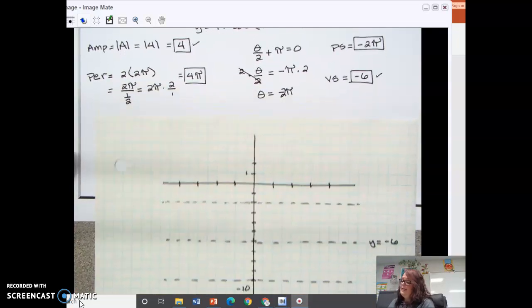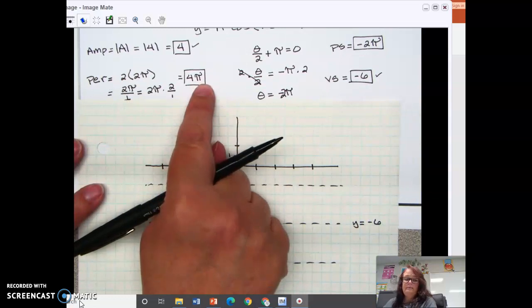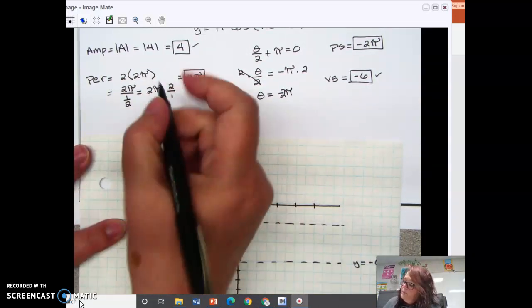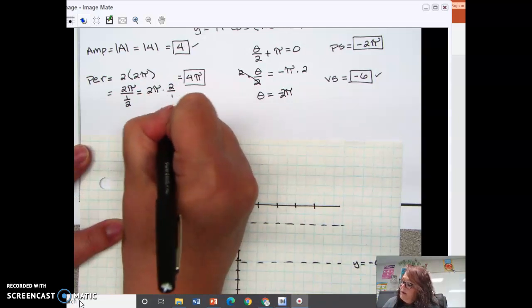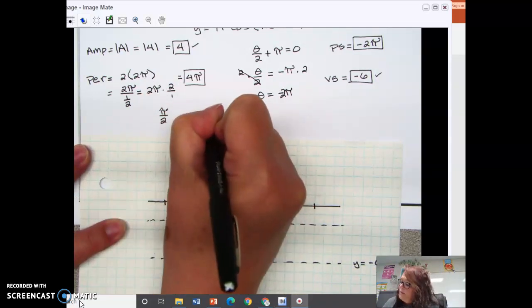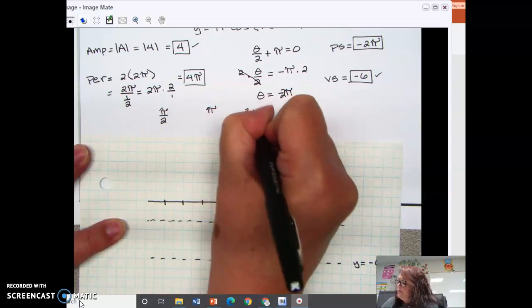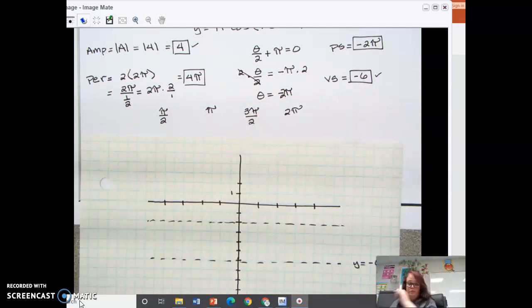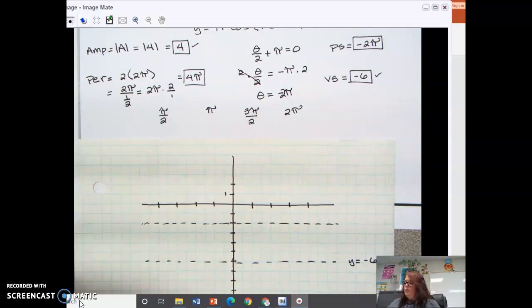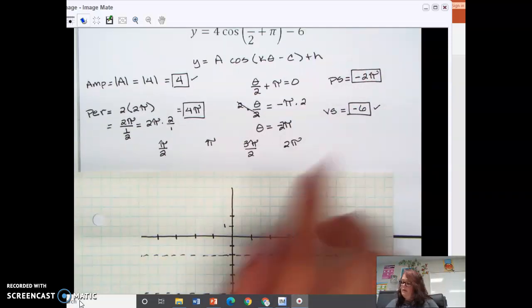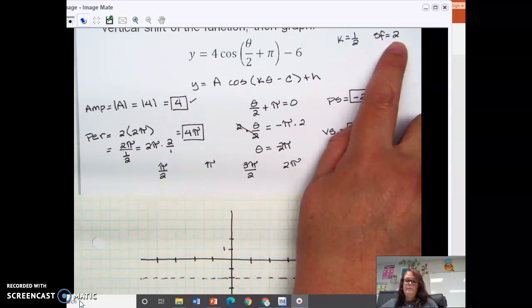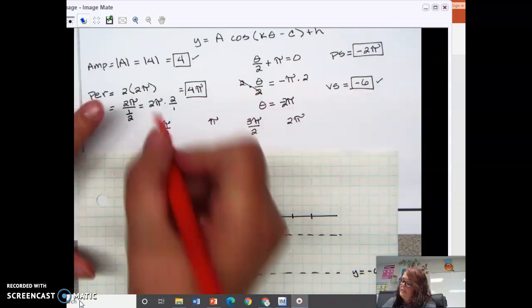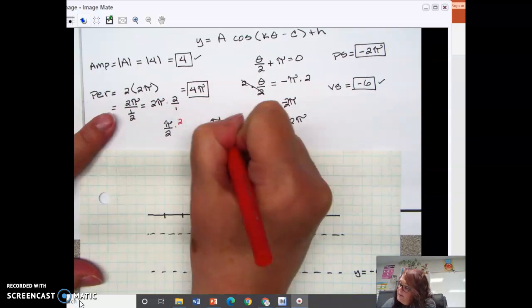So then the next thing I need to take care of is my period. And so what that means is normally here I would have locations at pi over 2, at pi, at 3 pi over 2, and at 2 pi. That's a normal period for cosine. And so this was saying that my horizontal scale factor is twice as big, meaning that it's the reciprocal of k. So I'm going to take each of those things and multiply them by 2.